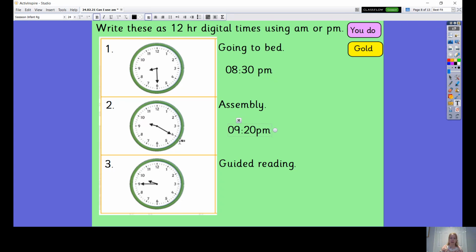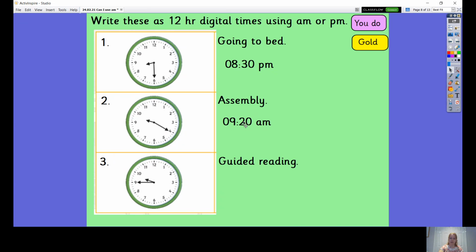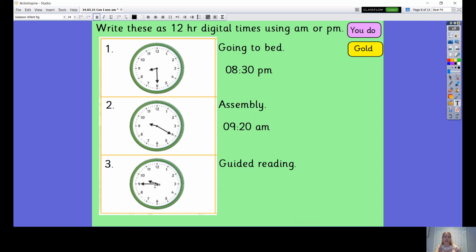So if I wrote PM there, that would mean we would have an assembly at 9:20 in the night, which I do not think we would be doing. So that's definitely going to be 9:20 AM. Okay, so even if you didn't get the digital time right, if you knew that that was an AM time, then well done you. And then guided reading, I'm going to do the same again. So the hour that the hour hand, the short hand, has most recently gone past is 9 again.